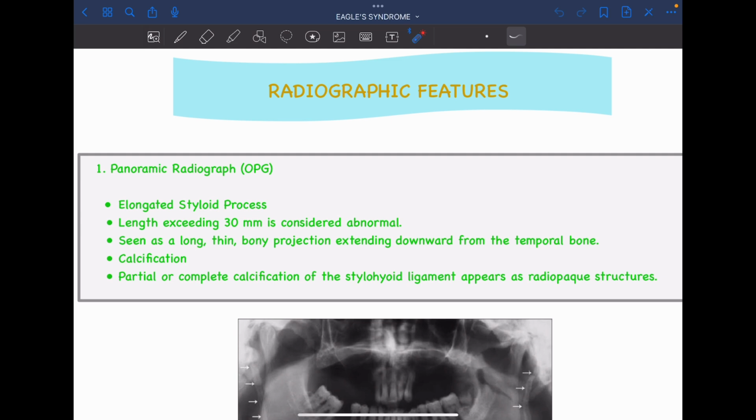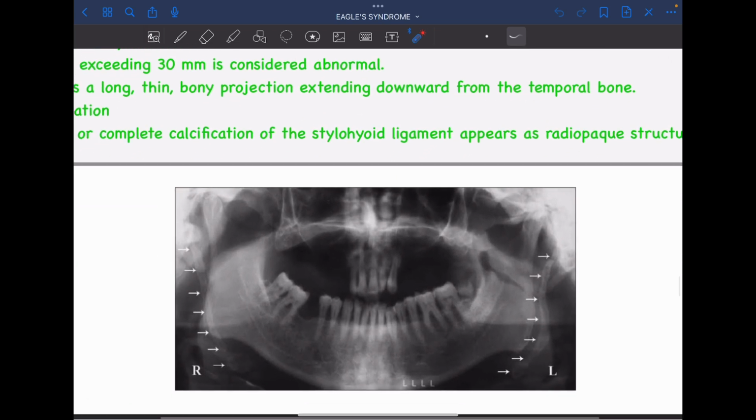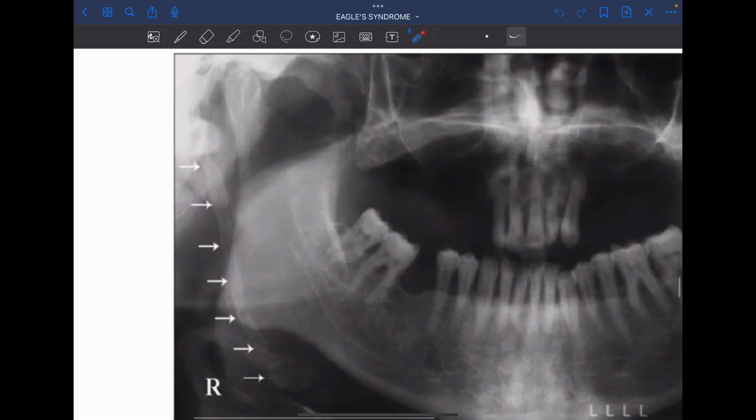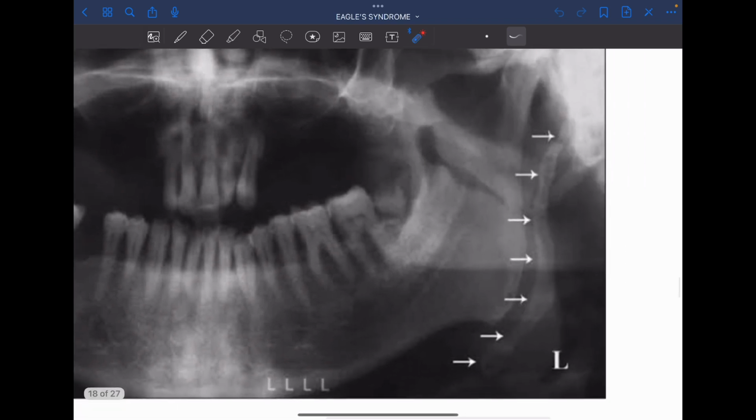Let's discuss the radiographic features. So here I have divided it on the basis of the different modalities of imaging which are available for Eagle syndrome. First, we'll discuss the panoramic radiograph or the OPG, like what are the features which we will be able to appreciate on the OPG. So first one would definitely be the most obvious one, that is the elongated styloid process. Here you can see this is the elongated styloid process bilaterally, right here. So this one we have on the right side and on the left as well.